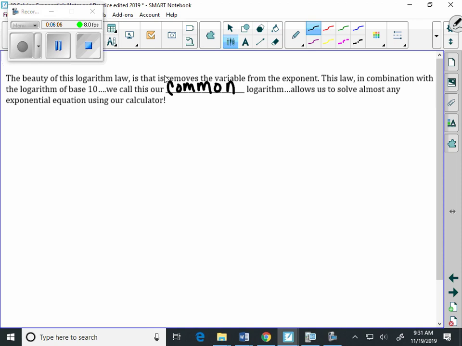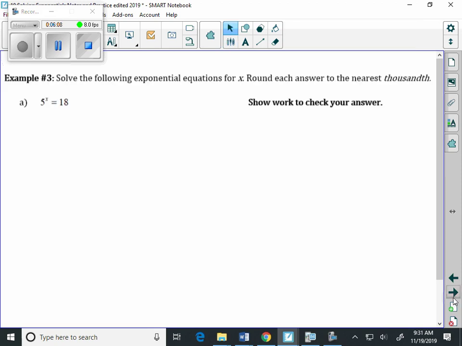Well, let's try one more to kind of get this in our head here. It says solve the following exponential equation for x. Round each answer to the nearest thousandth. So luckily enough on that last one, I didn't have to worry about rounding, but on this one, I'm going to have to worry a little bit more. I'm going to follow the same steps.